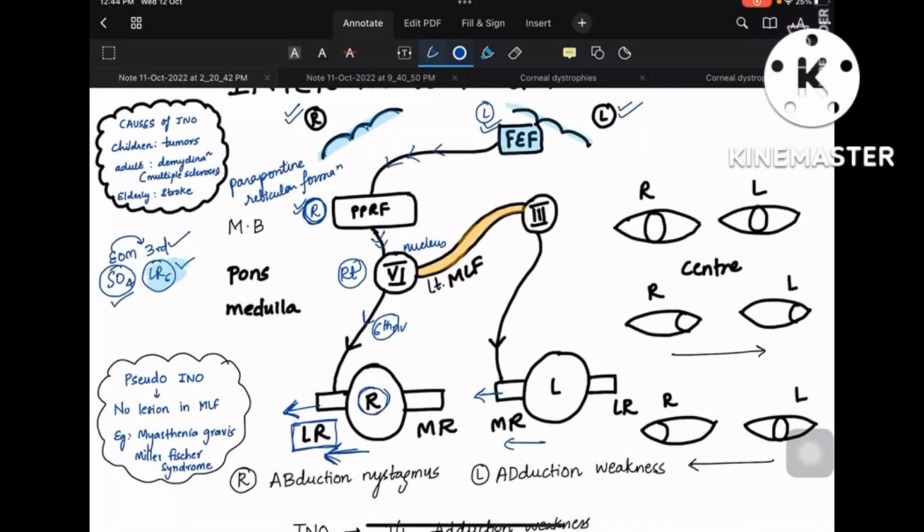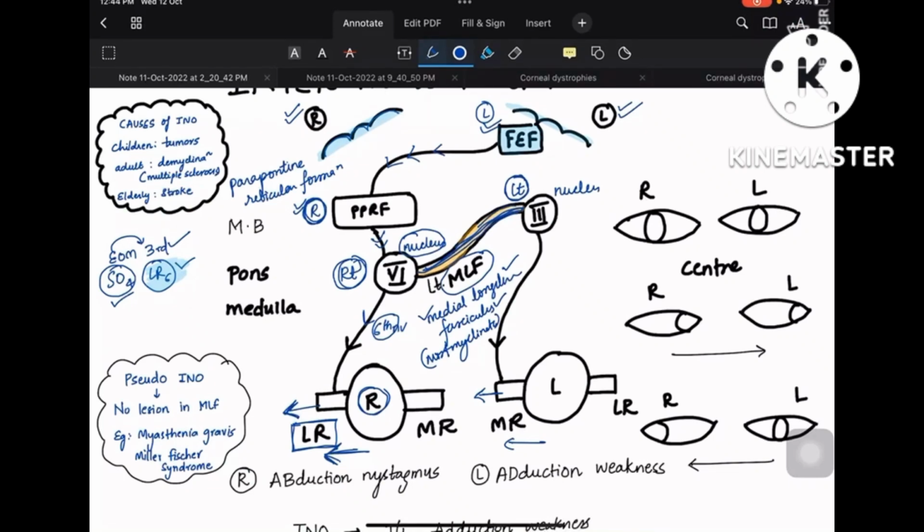Now this sixth nucleus here is connected to the third nucleus of the opposite side. The right sixth nucleus is connected to the left third nucleus via a tract. That tract is called MLF, the medial longitudinal fasciculus. This is the most myelinated tract. So the medial longitudinal fasciculus passes the signals from the right-sided sixth nucleus to the left-sided third nucleus.